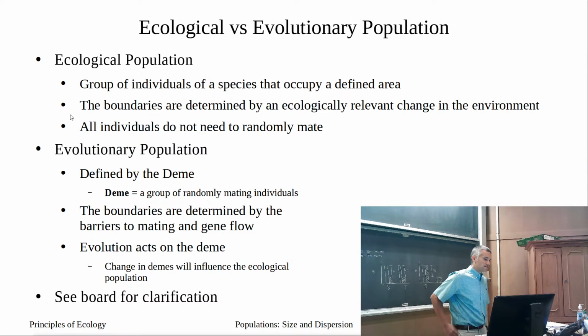All right, so this gets us to ecological versus evolutionary populations. And this is where we're talking about interaction versus random mating. The ecological population is the group of individuals of a species that occupy a defined area, a particular habitat. All of our individuals need to interact in some way. The boundaries of these populations are usually determined by ecologically relevant changes in the environment. That's our spatial variation, our geographic variation.